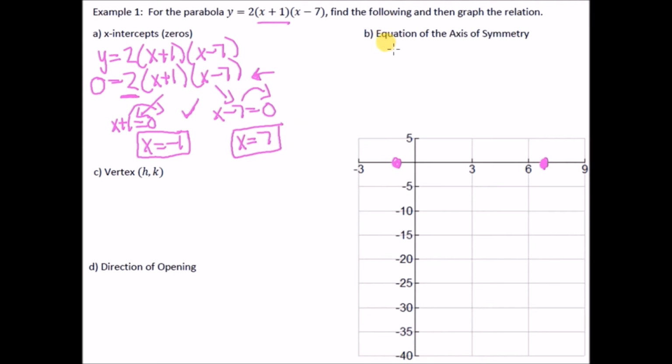Okay? What's the equation of the axis of symmetry? So we're going to go negative 1 plus 7, divided by 2. We're going to average them out. So I get 6 over 2, which is 3. So we're going to go down to 3, and we're going to say x equals 3, because that's the equation of our axis of symmetry.